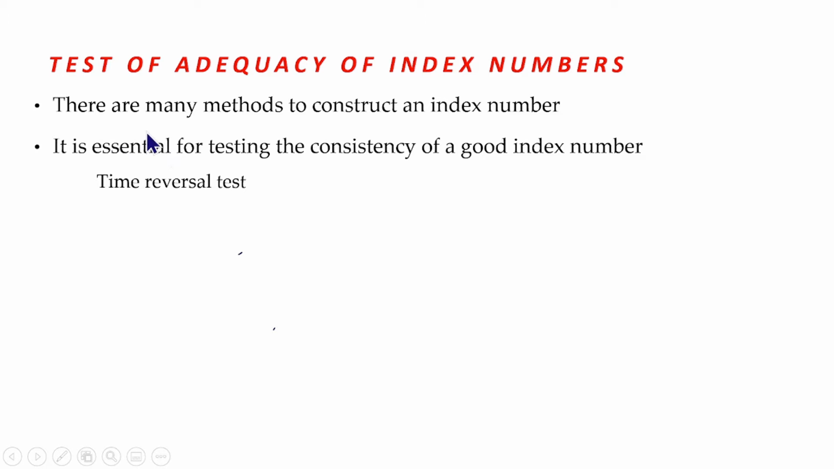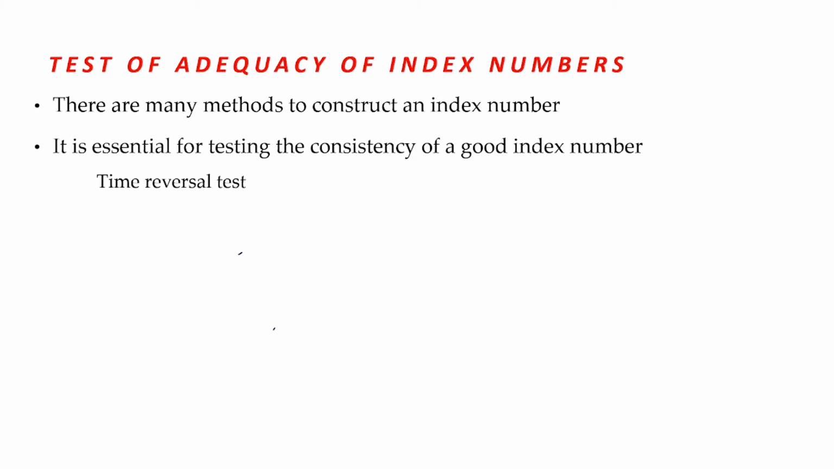If we see, there are many methods that are used to construct an index number. We have seen various methods to construct an index number, like we have seen relative index, then we have seen simple aggregative method, weighted aggregative method, Laspeyres, Paasche, Fisher's ideal method. All these methods are used to construct an index number. It is important to test whether the index number which is constructed is consistent or not. Now this is done using various tests.